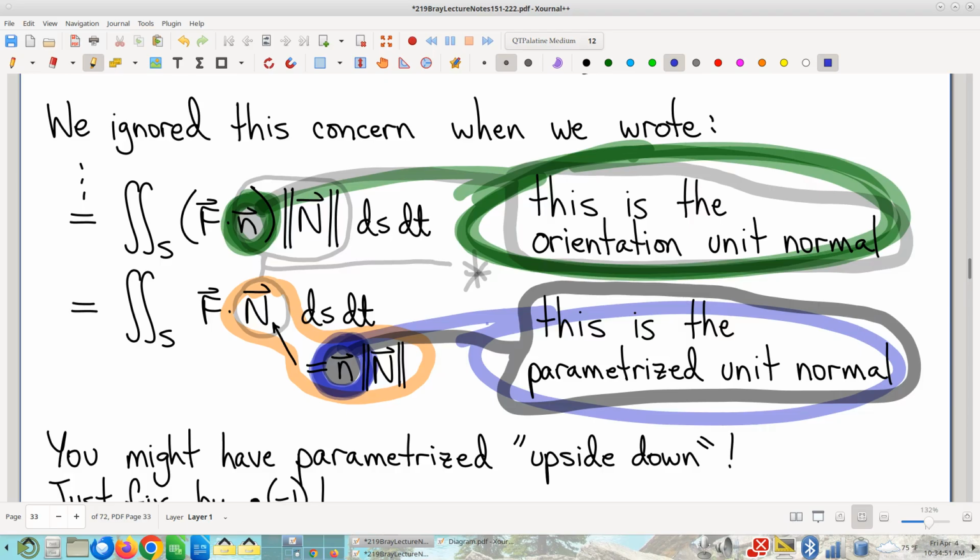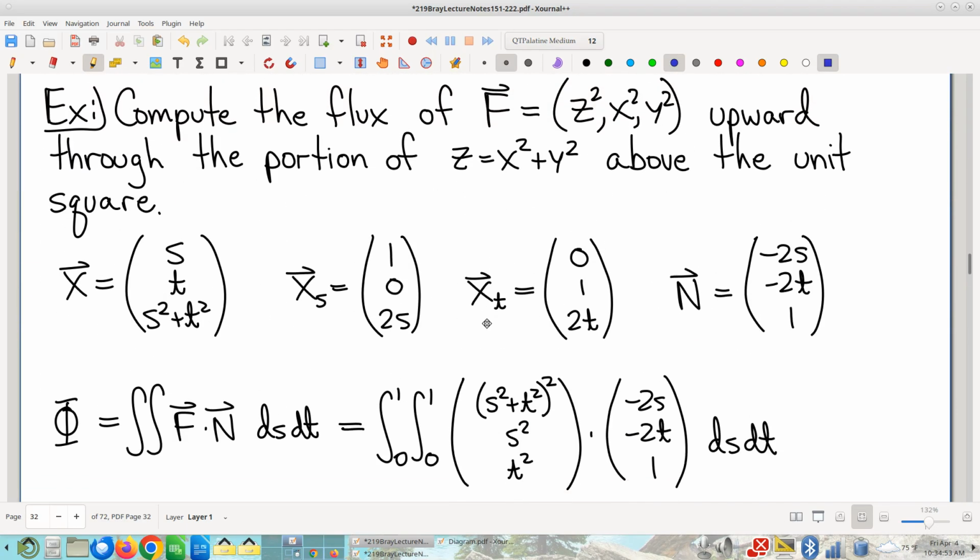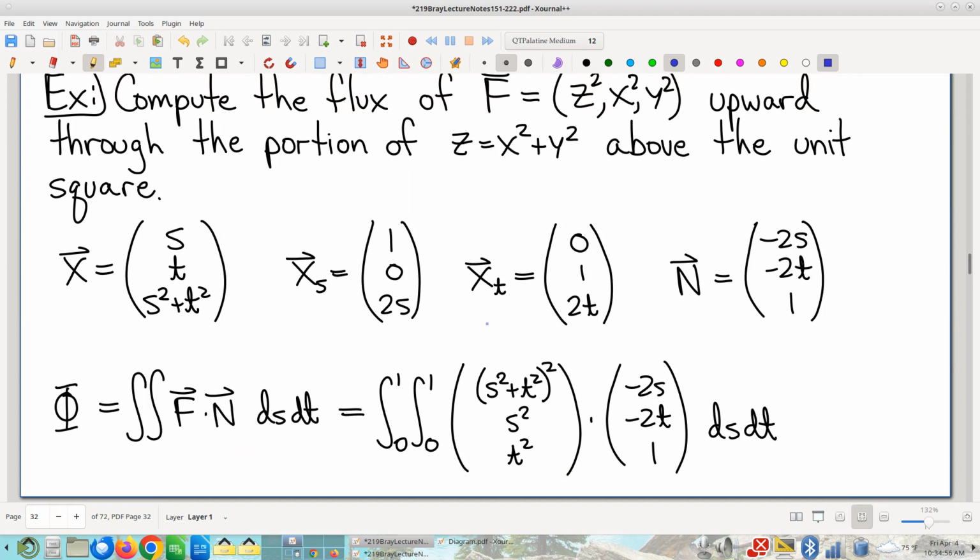All right, so let's worry about that a little bit. Let's look back to this example. Oh my gosh, did I blow it? Is my capital N vector pointing the opposite of the direction it's supposed to? We legitimately need to worry about that here. It says I'm supposed to orient upward. That means I want my orientation unit normal to be upward. That means if I want to be able to pull this pullback thing, my parameterized unit normal had better point upward as required.